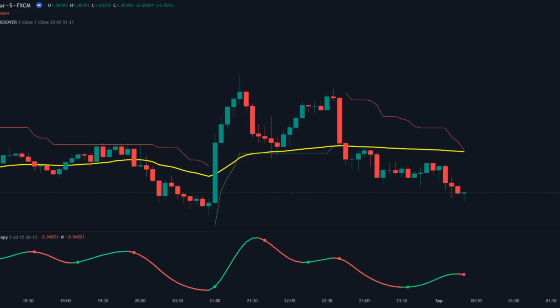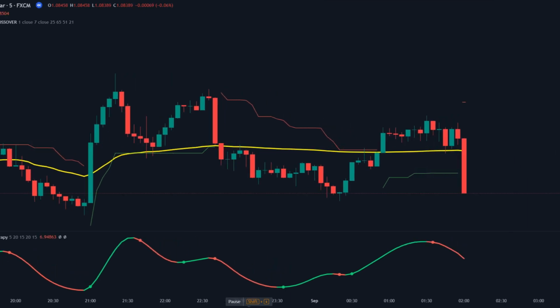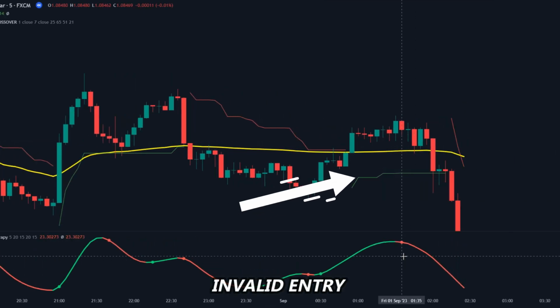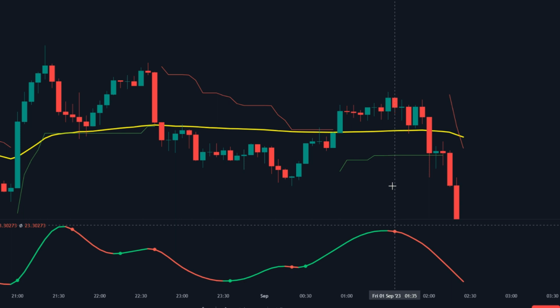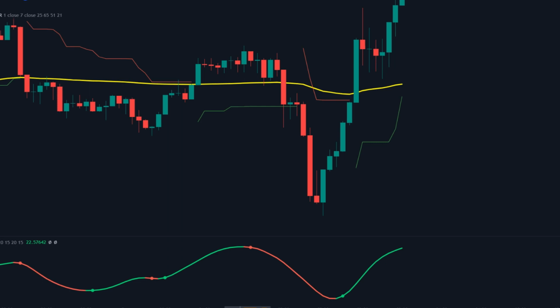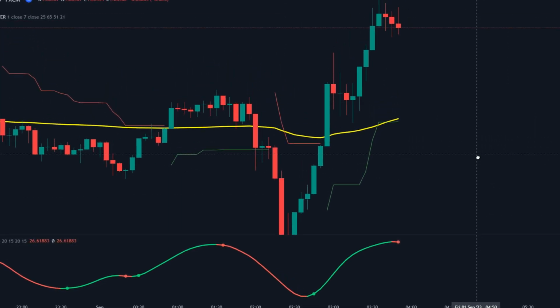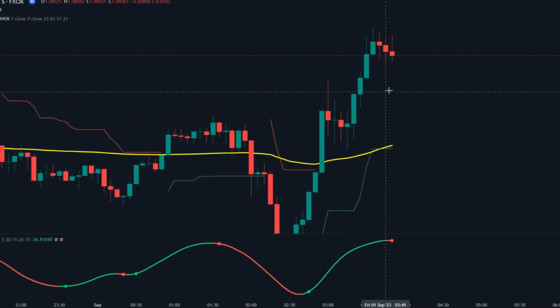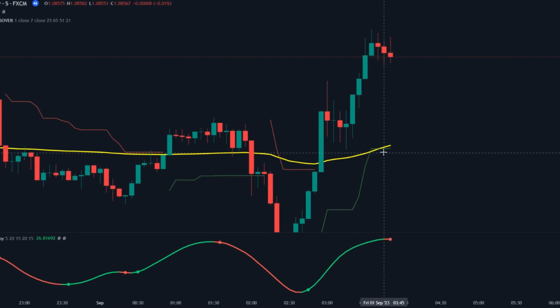Let's take the first trade here. So this short entry is not valid because the Super Trend is not bearish. Hence, we're gonna ignore this entry. And next we found this bearish signal, which is also not a valid signal. So we're gonna ignore this and move on to the next available trade.